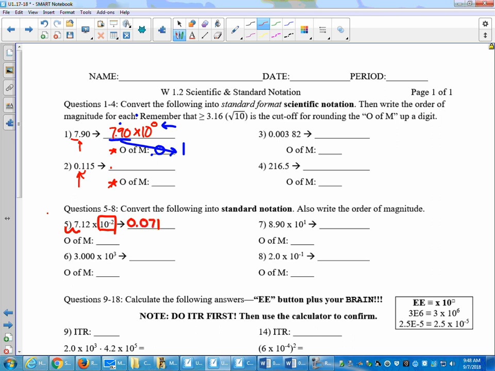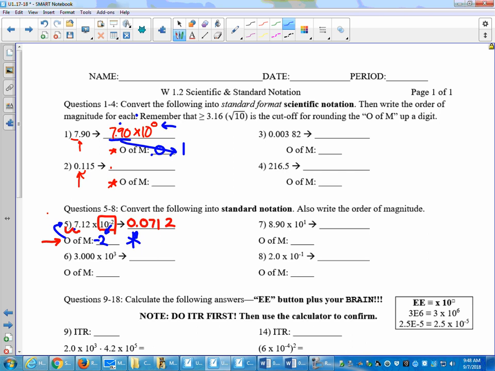0.0712. And the way I group things by 3 is I'd leave a little gap, put a 2. You don't have to leave a gap. So there is my standard notation. Now, the order of magnitude, remember, was slang for the power. So when you're doing order of magnitude, you do not want to look at the standard notation. You want to look at the standard scientific notation. And so in this case, your answer would just be slang for the power minus 2.